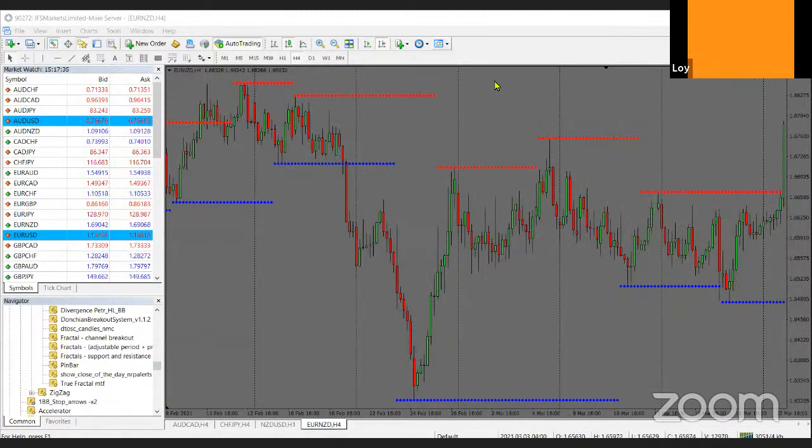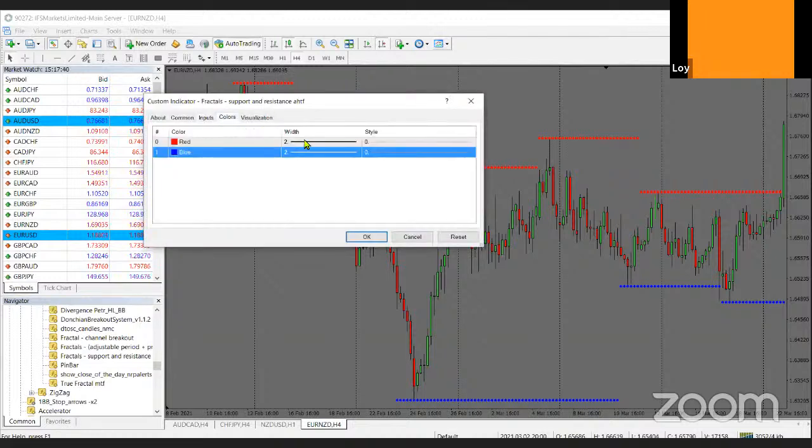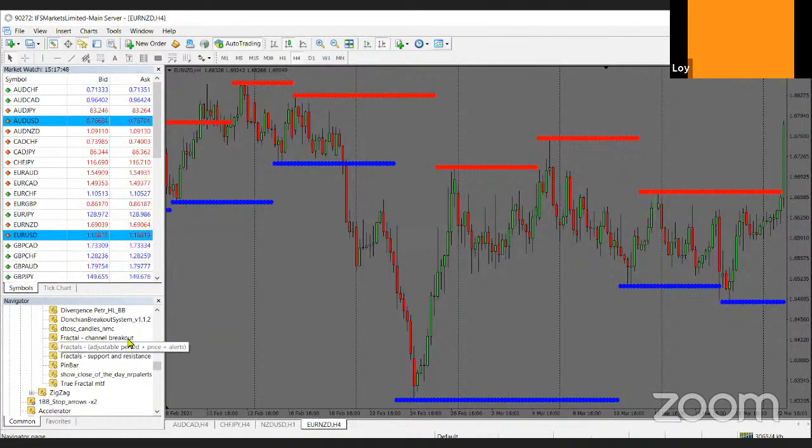Now the third one requires stacking of the indicators. I'm just going to make this bold so that you can differentiate. The third method, you can actually stack the indicator.